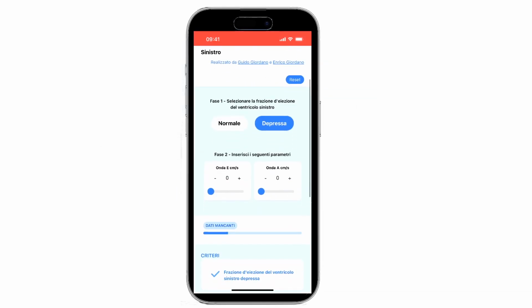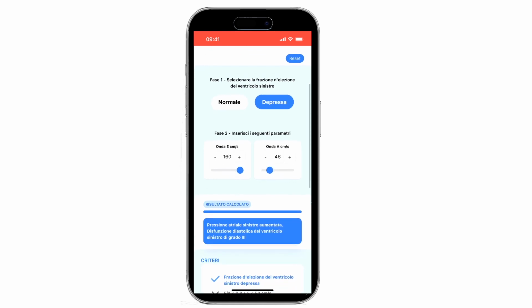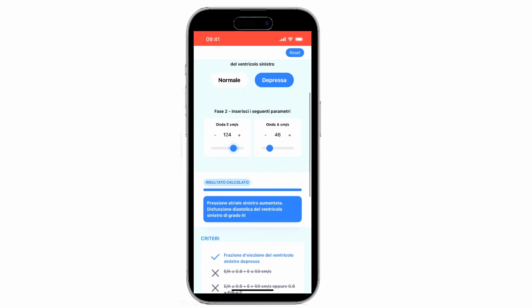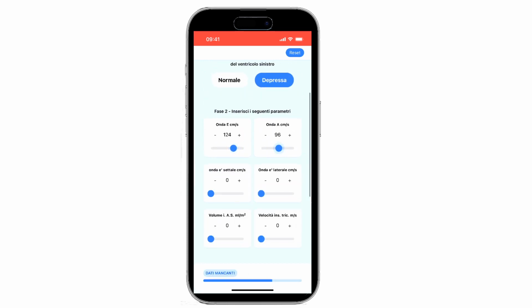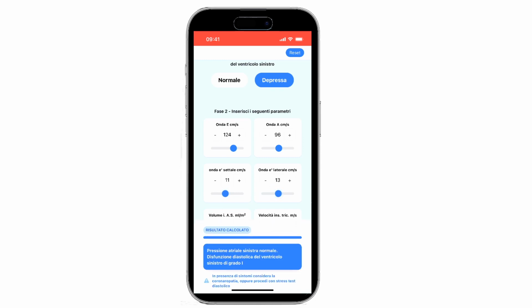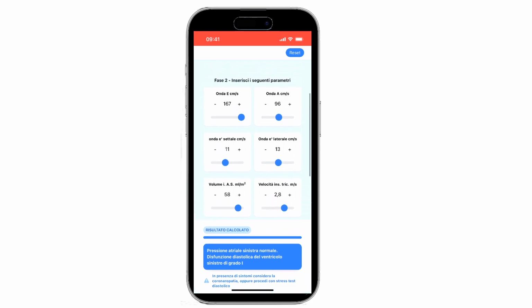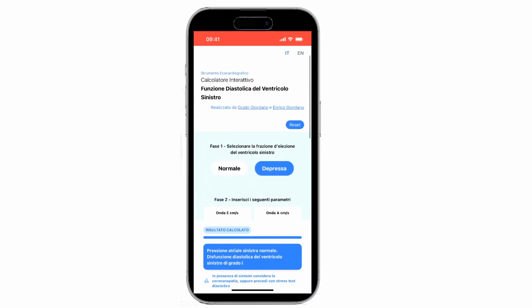This is what the calculator looks like on a smartphone. Let yourself be guided and enter the data as it asks you. The decision-making scheme begins with the systolic function of the left ventricle and then gradually asks you for the data necessary to reach a diagnostic conclusion according to the decision-making algorithm.